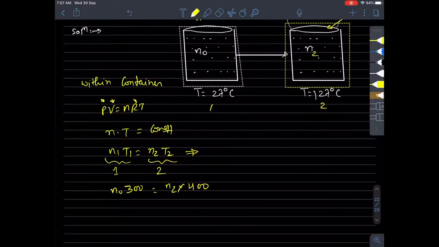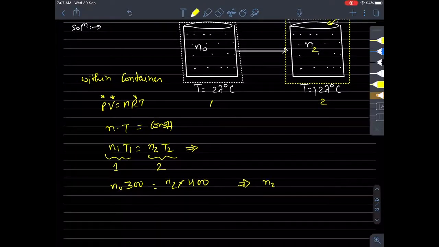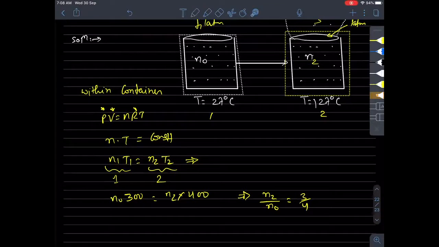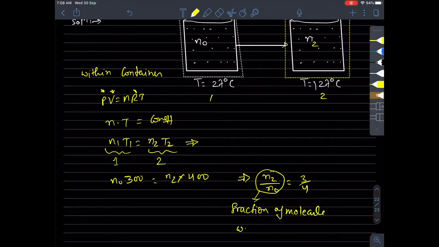Yes or no, guys? Yes. So from here it is N2 divided by N naught is equal to 3 by 4. So now the fraction of the molecules which is left inside the container is this only, because this figure represents what? Fraction of molecules within the container. And that is equal to 3 by 4.